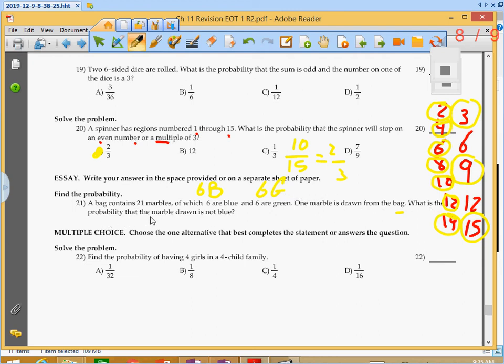What is the probability that the marble is not blue? The marble not blue is 1 minus the probability of the blue. And the probability of the blue is 6 out of 21. So 1 minus 6 out of 21 is going to be 15 out of 21, and if you divide it up and down by 3, it is going to be 5 over 7.